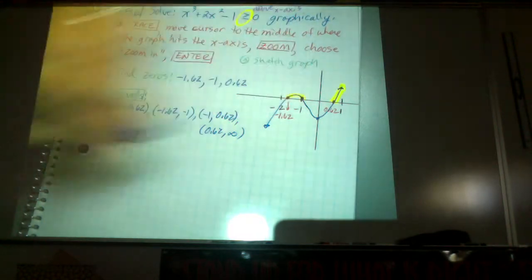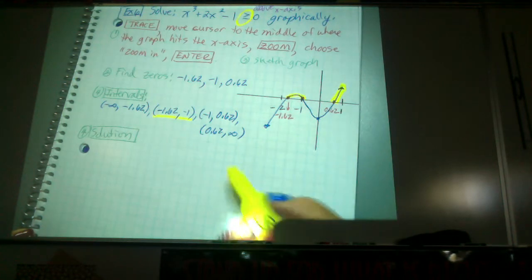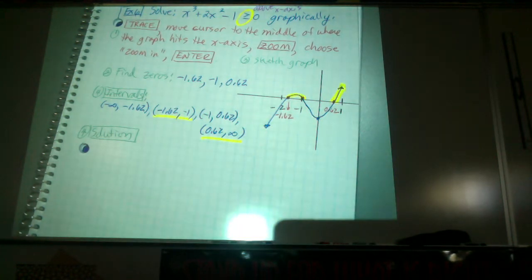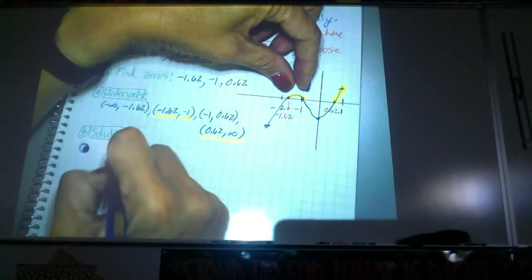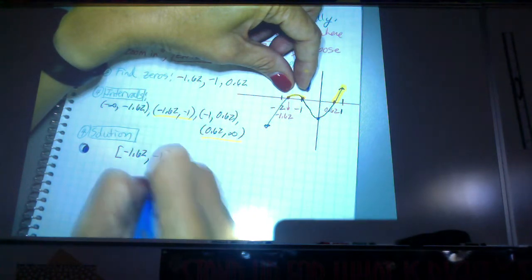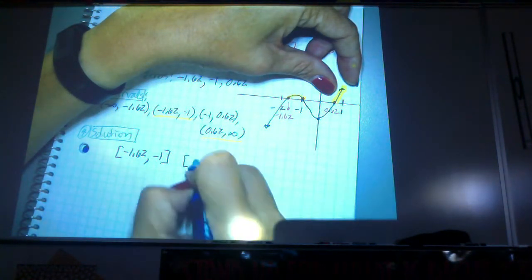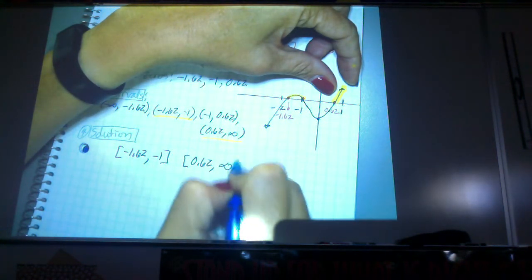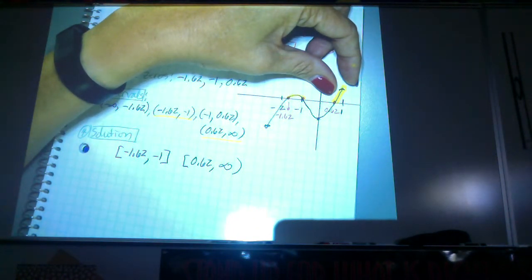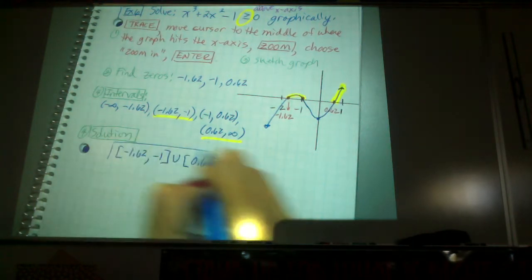All right, so our solution, which interval is this? It's this one here. And which interval is this? This one here. So I need to write with brackets. This interval has brackets because they're both numbers, negative 1.62 comma negative 1, so there's brackets there. This interval has a bracket at the 0.62, but at infinity, it has the parentheses. Now what goes in between? The union. There's your solution.